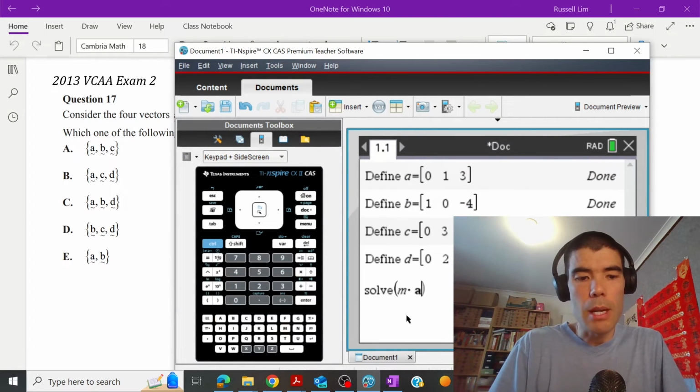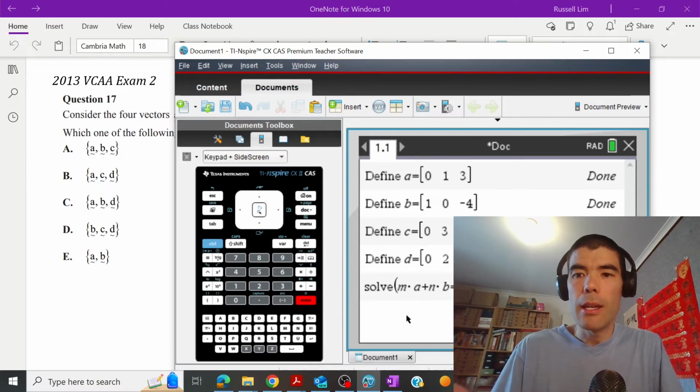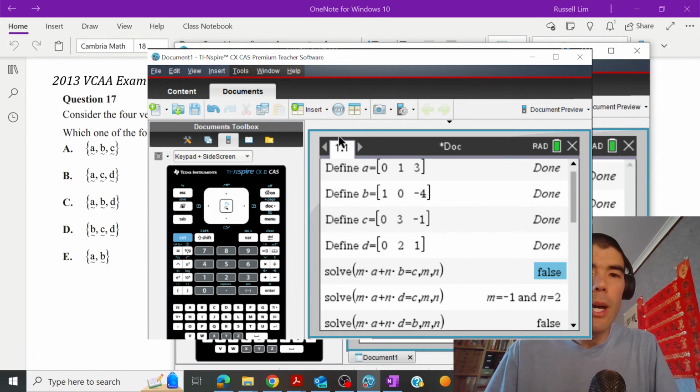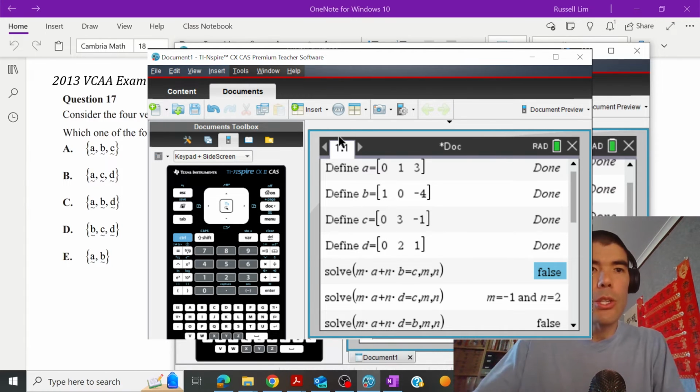So m times a plus n times b, we'll need the times signs. For m and n, no, it does not work. Okay, so now once we've defined the vectors, the rest should be pretty quick, like checking a, c, and d. Well, change the b to a d, then I've got a, c, and d. There we go. So that does have a solution. The answer here should be B.